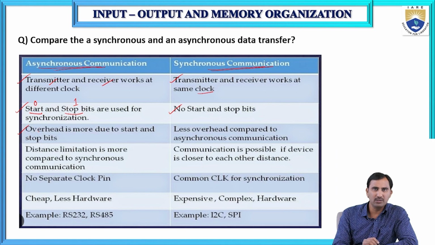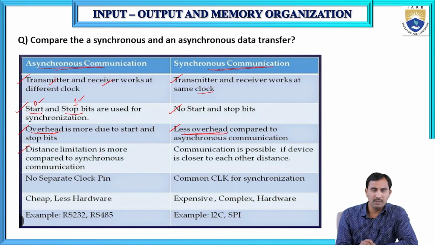Next, the overhead is more due to start and stop bits. In asynchronous communication, the overhead is more because along with the 8-bit data, we are using some start bits and stop bits. So that's why the size of the data increases. But synchronous communication has less overhead because we are transmitting only the information. We are not transmitting any start or stop bits. So that's why it has less overhead.